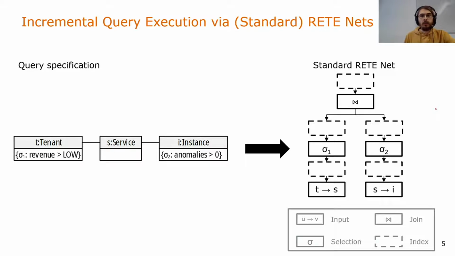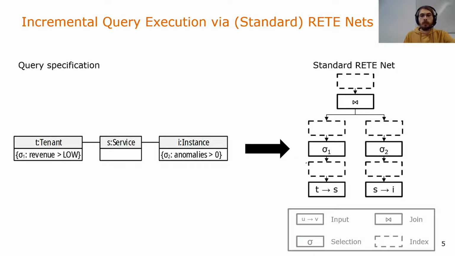A Rete net is effectively a decomposition of a query into simple subqueries, which are organized in this kind of network structure that you can see on the right, where the so-called input nodes at the bottom represent primitive subqueries that only consist of a single connector, such as the connector between the tenant and the service, and which then extract matching connectors from the queried runtime model.